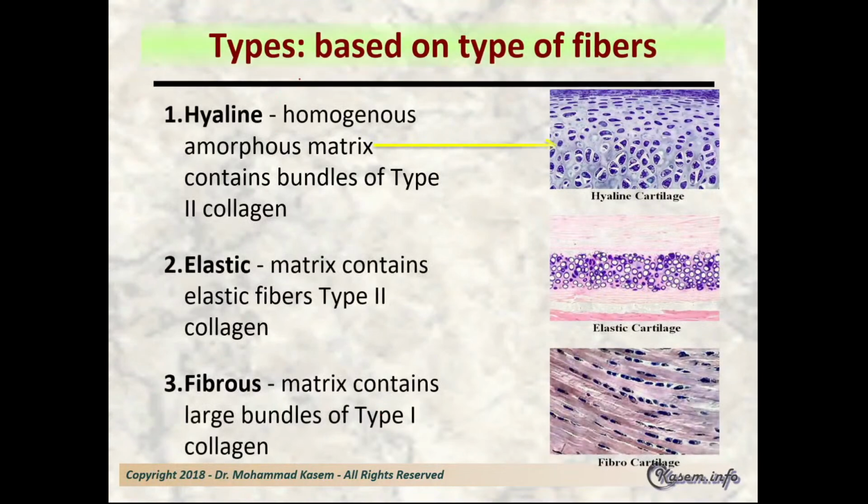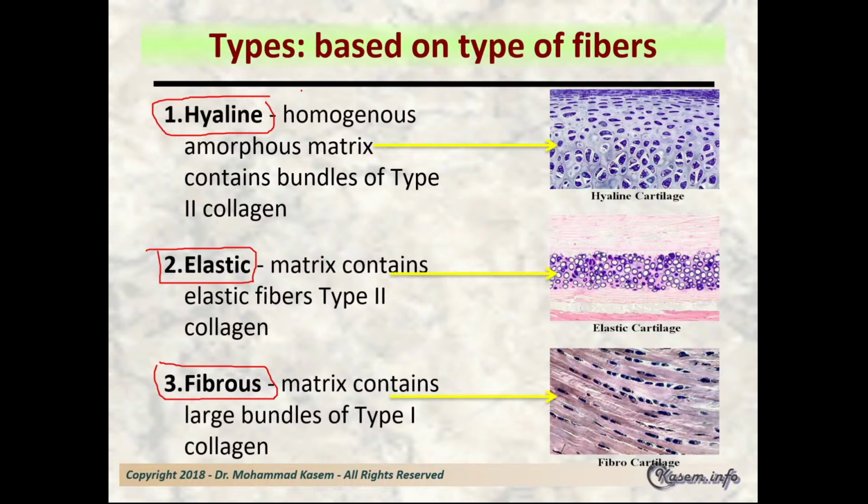Types of cartilage. I want you to pay attention to this particular slide because it summarizes our lecture today. Here we find the three major types of cartilage. The hyaline one first, second elastic cartilage, and third is the fibrous cartilage.